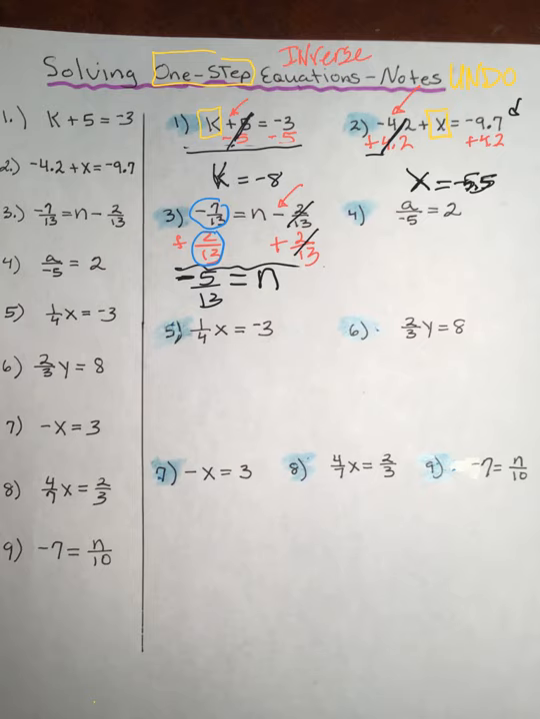In problem number 4, it says a is being divided by a negative 5. So we're really trying to figure out what number could you divide by negative 5 and it would equal 2.